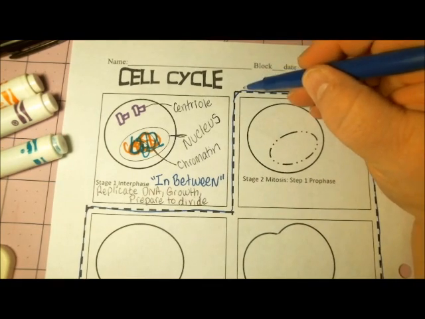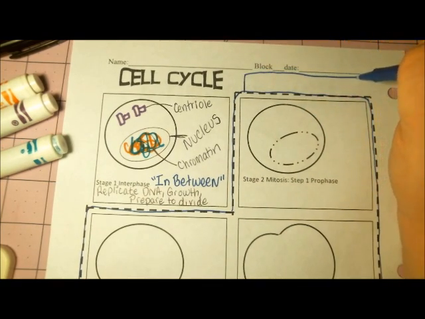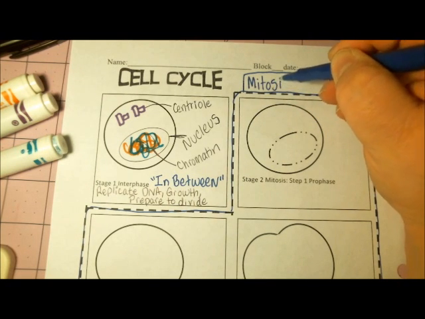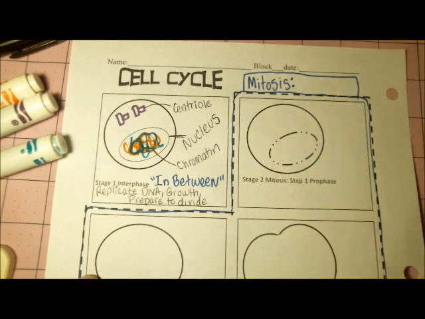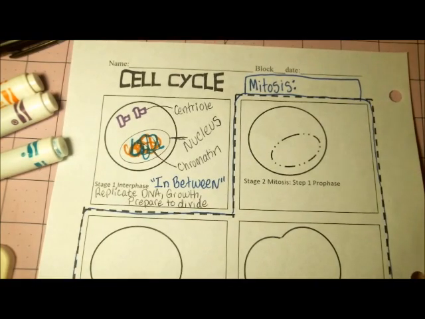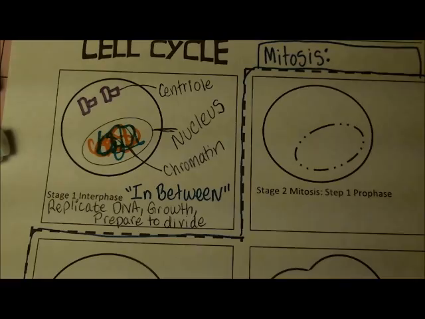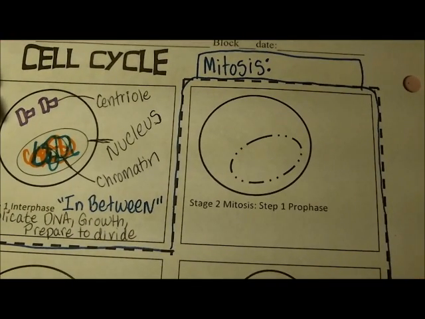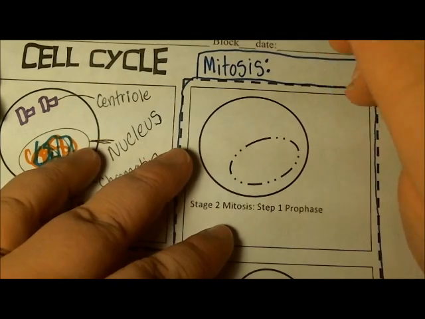And I'm going to add to my little outline up here a box so I can put real big mitosis, which is division of the nucleus. So we call that nuclear division.